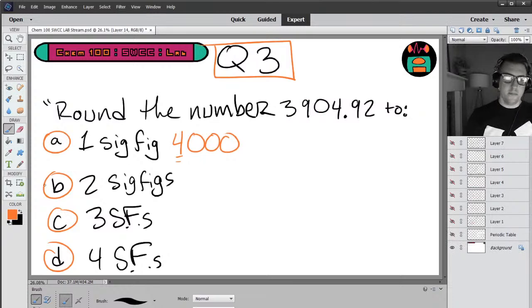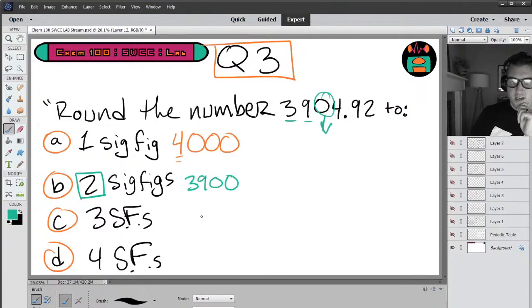If we round it with B to 2 sig figs, I'm going to switch up my colors here. We count off our first 2. 0 rounds down. So this would be 3,900. You'll notice all the place values are the same. But this has 2 sig figs.